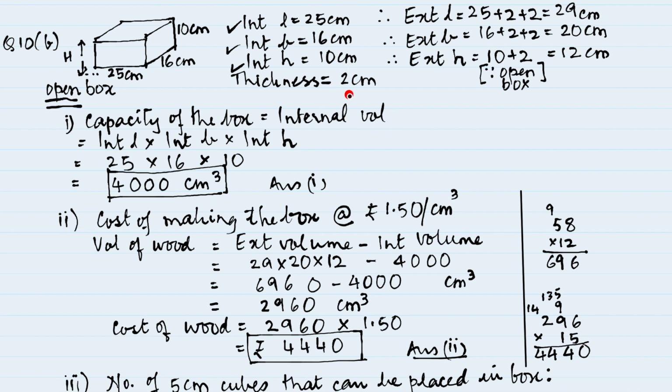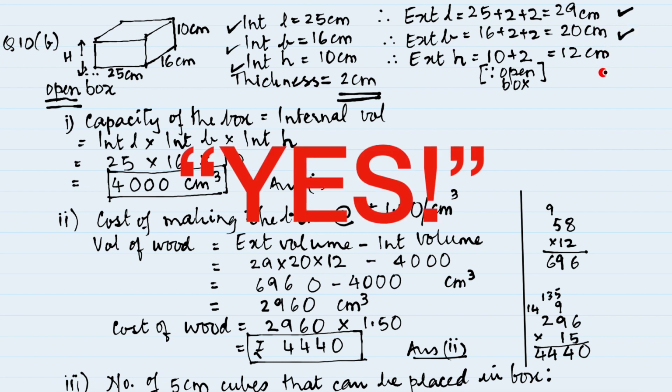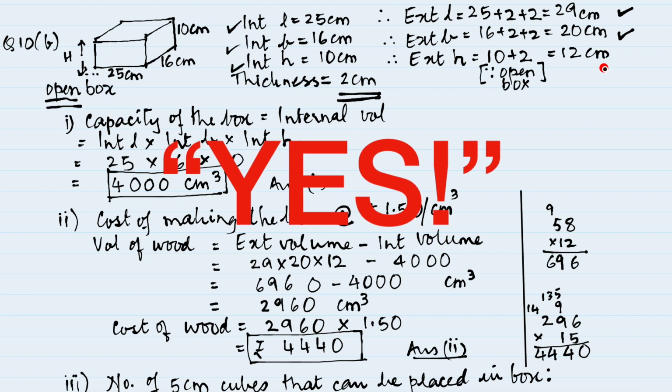Got that? Now if thickness is 2 centimeters, external length would be this 25 from here to here, plus 2 centimeters here, plus 2 centimeters here. So that's how it becomes 25 plus 2 plus 2, that is 29. Now this is an important step. External breadth: internal breadth is 16, 2 extended here, 2 extended here, 16 plus 2 plus 2. See that? So you understood this also, right? If you understood, yes, understood.